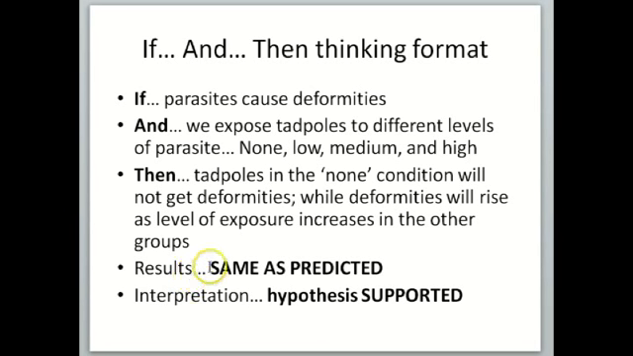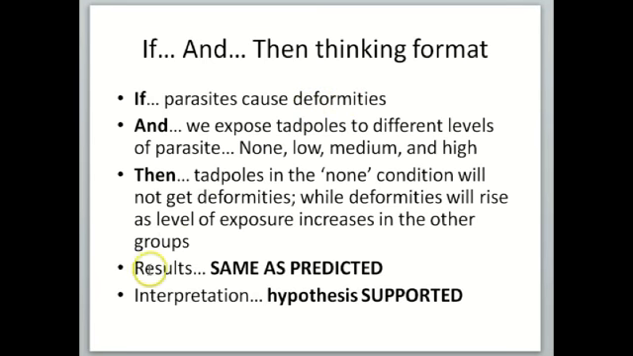Now notice what happened here. The results were the same as what was predicted for the then. Now that's important, because if the results are the same as what we predicted and the prediction was based on the truth of the hypothesis, then our interpretation, our conclusion is going to be that the hypothesis is supported. Another way we might write this interpretation is to sort of restate whatever our hypothesis was. Our conclusion is that parasites do in fact cause deformities.